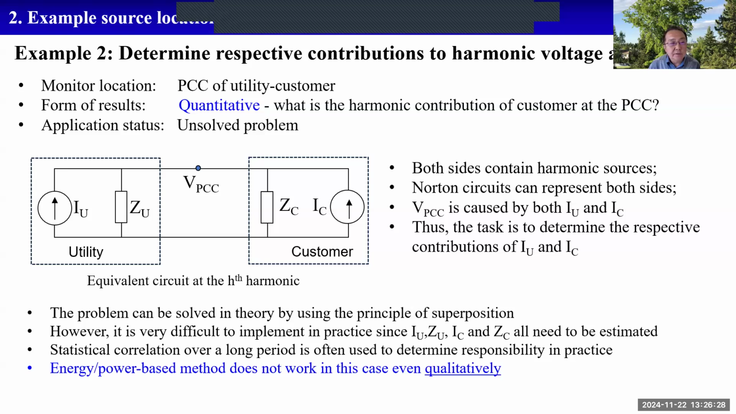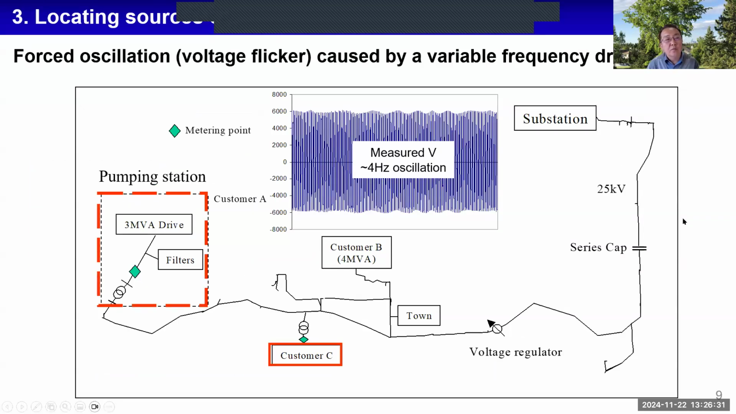Okay, now these are two examples. Now I'm going to talk to you about a real-life example of a forced oscillation voltage flicker caused by variable frequency drives. I'm going to go into a little bit more detail here. Basically, here is a distribution system supplying a pumping station. This pumping station has a 3 MVA drive. Over the years, customer C, especially, which is a school, has been complaining about light flicker. The town also sometimes reported that.